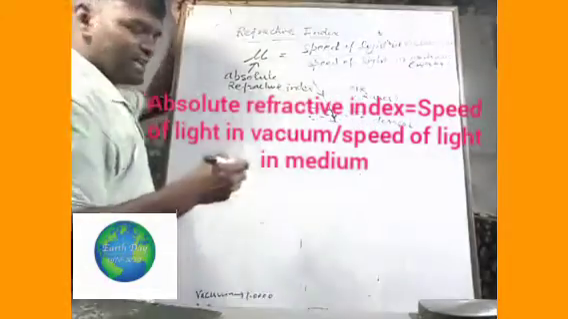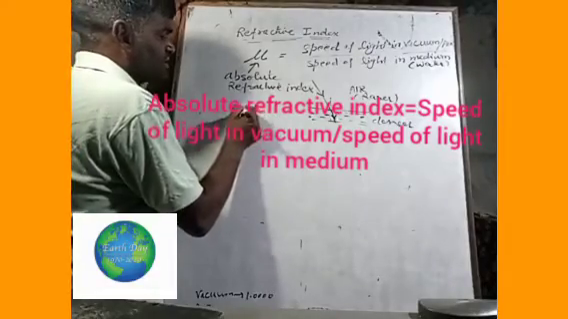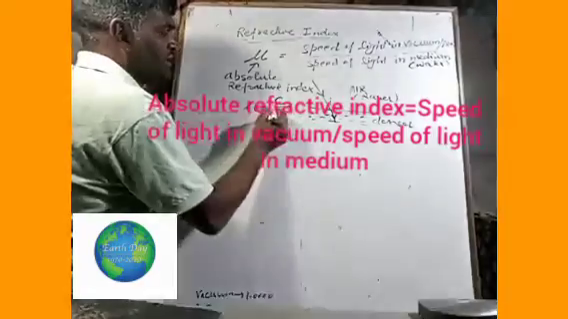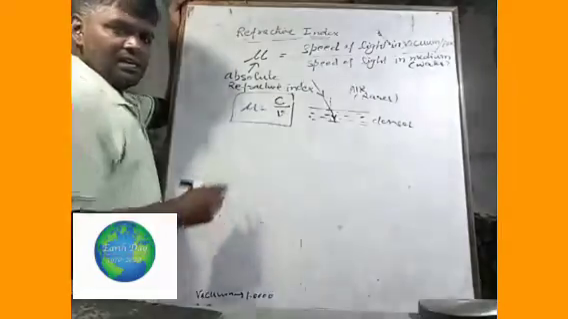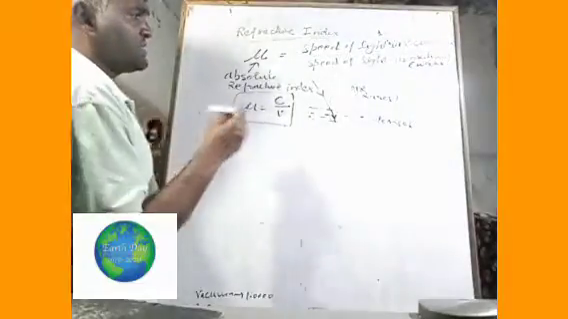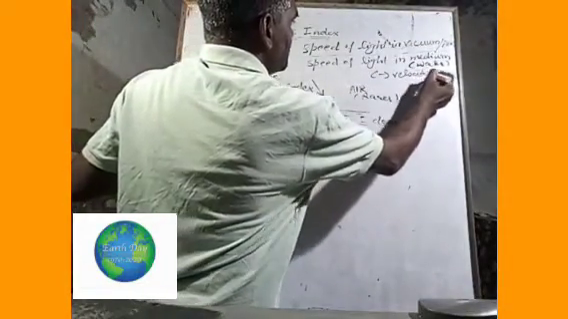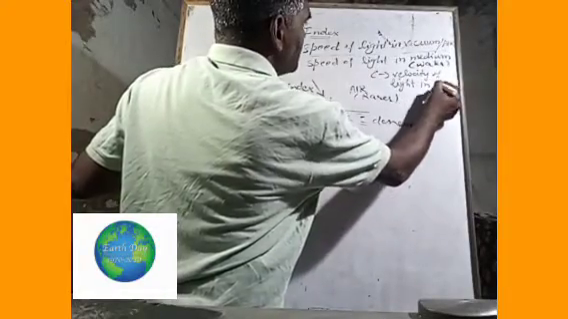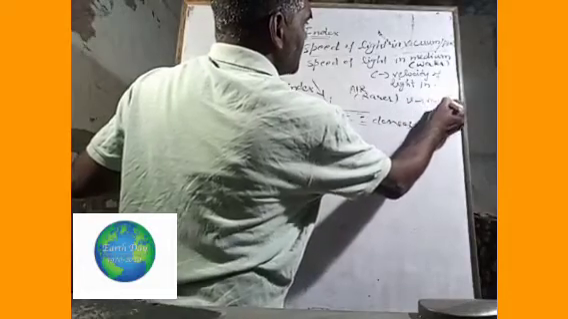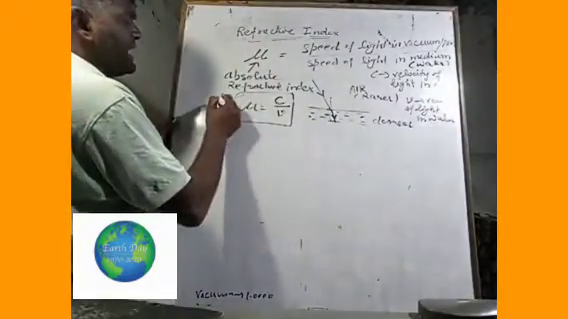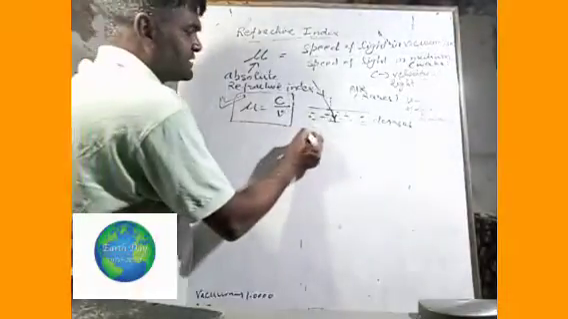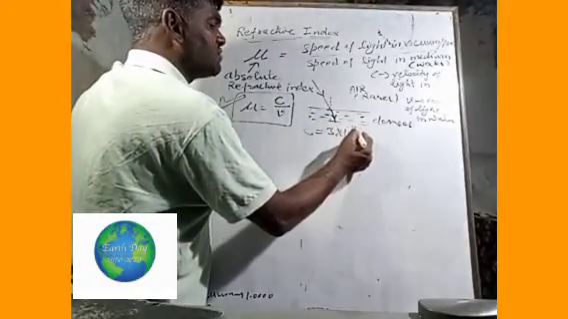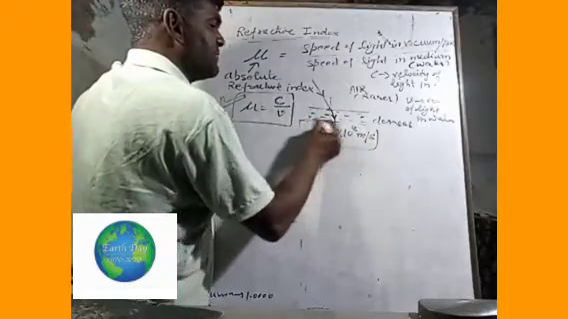Absolute refractive index is simply given as mu equals C by V, where C is the velocity of light in vacuum or air, and V is the velocity of light in water. Hence absolute refractive index is given by this formula, where C in air has a constant value of 3 into 10 raised to power 8 meter per second. That is the value of C.